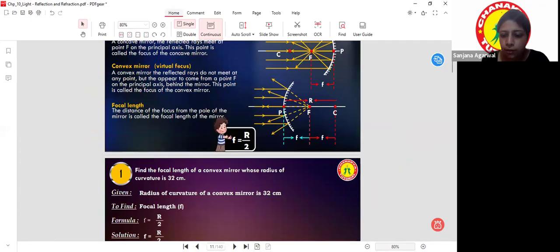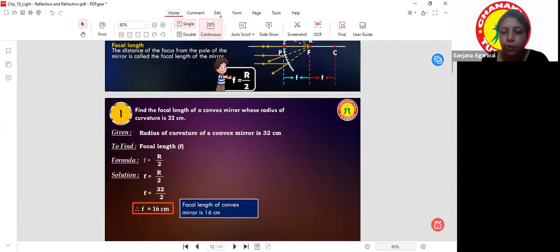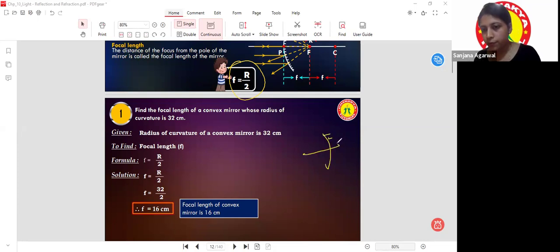Let us move ahead. One more thing: the focal length of mirrors is always exactly half of the radius of curvature. That is, in case of any mirror, if suppose the distance between the pole and the center of curvature, that is the radius, is 10 centimeter, then the focus will always be exactly at half the distance, and in the present case it will be 5 centimeter. It was just an example.